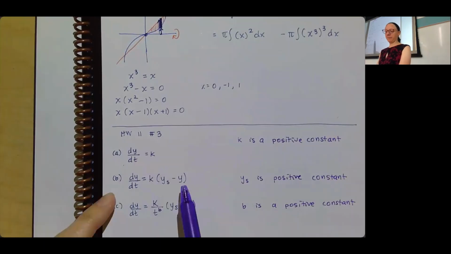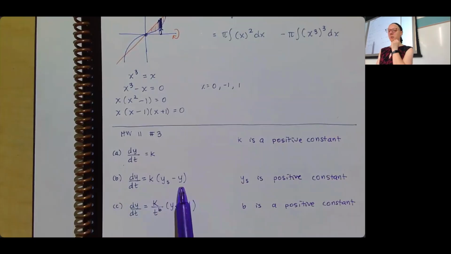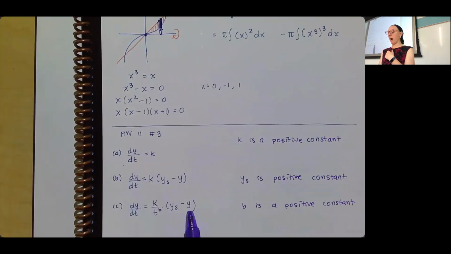If I look at B, K is a constant, YS is a constant. So really the Y is the only thing I should be looking at. So this is autonomous because it only uses the letter that's in the numerator of the derivative. The bottom one is non-autonomous because I have both a Y and a T in it. Anything that's a constant doesn't particularly matter, not in terms of classifying what type of differential equation it is.